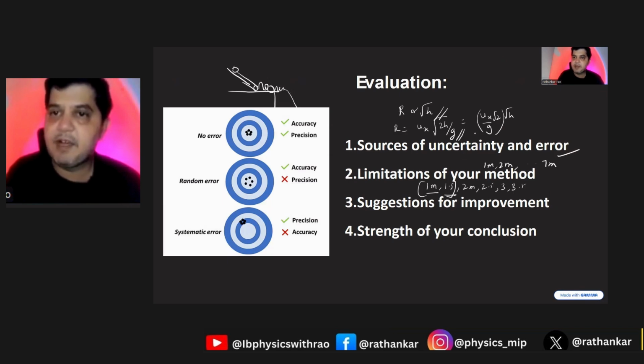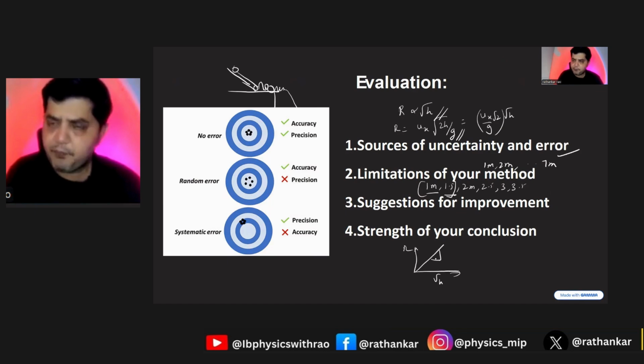If I plot a graph of r versus root h, what does it look like? This is the y, this is your x over here, and this would be your mx. This would pass like this over here. You can find the slope. From the slope, if you already know this value of ux, you can estimate the value of g.